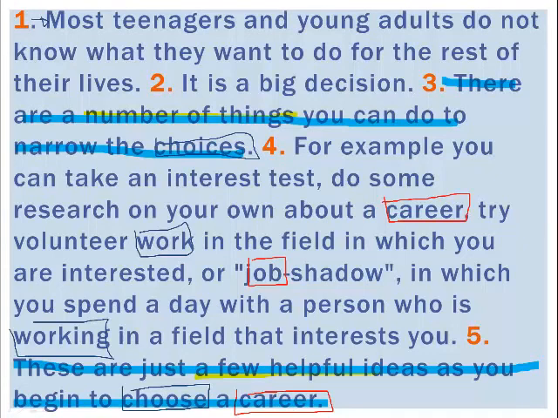But if I want to test it, it says a number of things you can do to narrow the choices of careers, or a few helpful ideas as you begin to choose a career. So one of the ideas is take an interest test. We can do some research. We can volunteer. We can job shadow. Okay, there's 4 different ideas, and it's kind of tricky because it's all in one sentence, but there are 4 major details going on just in that one sentence. Okay, you want to try it again?